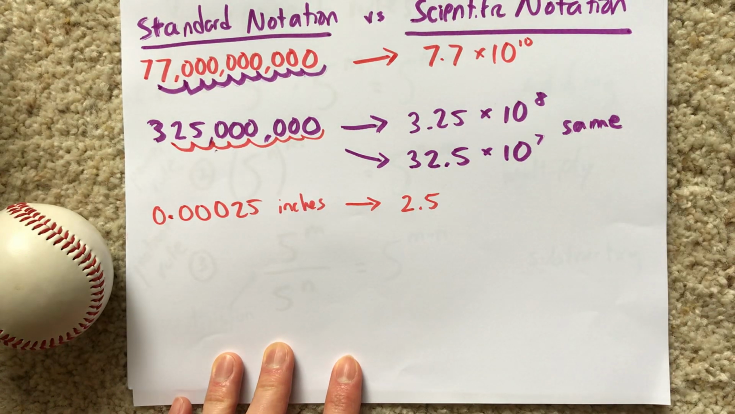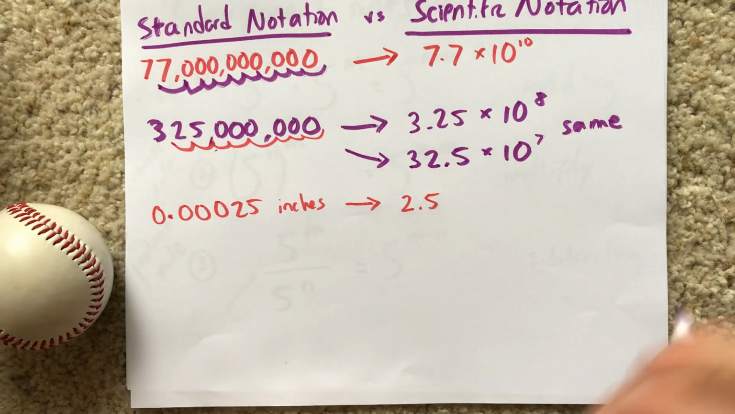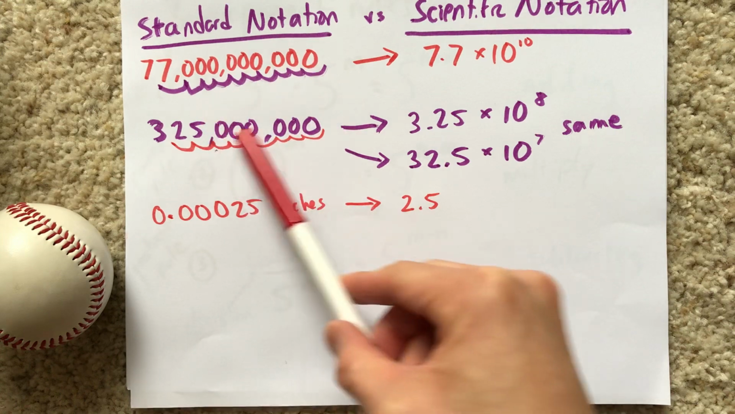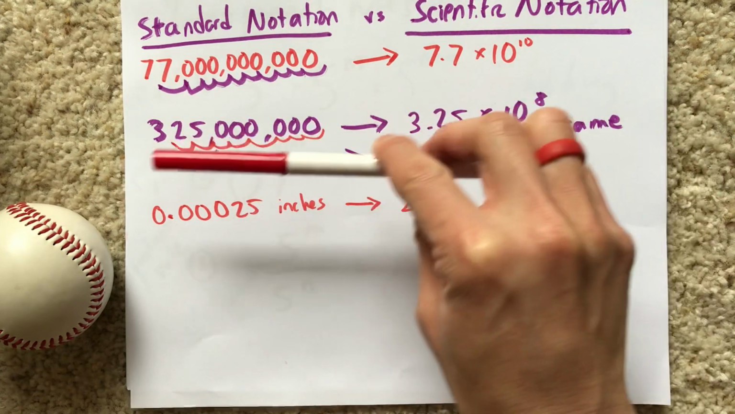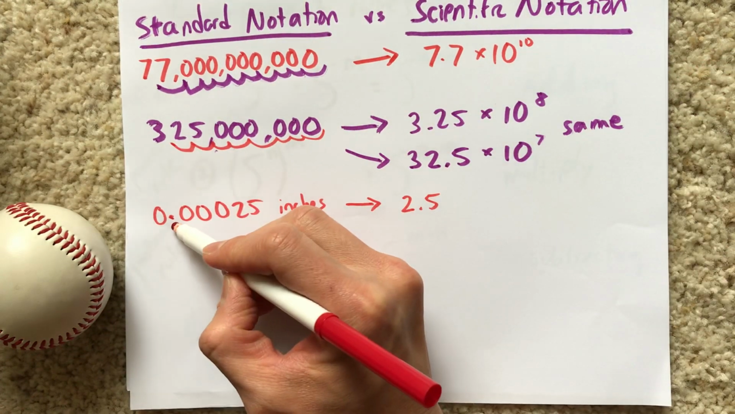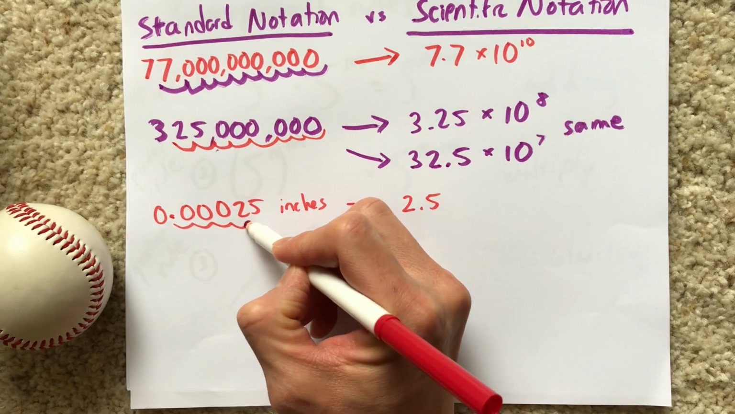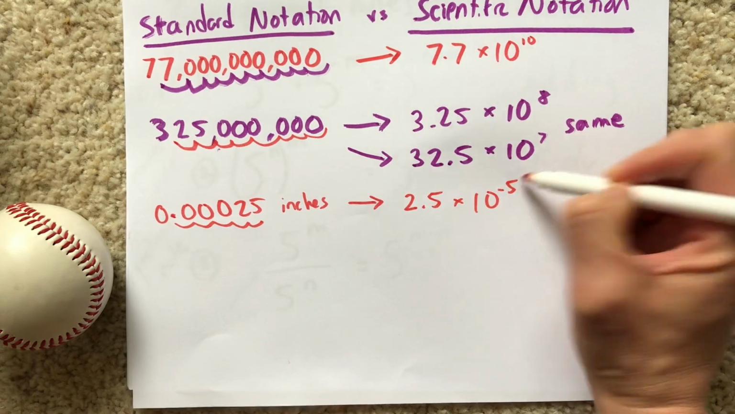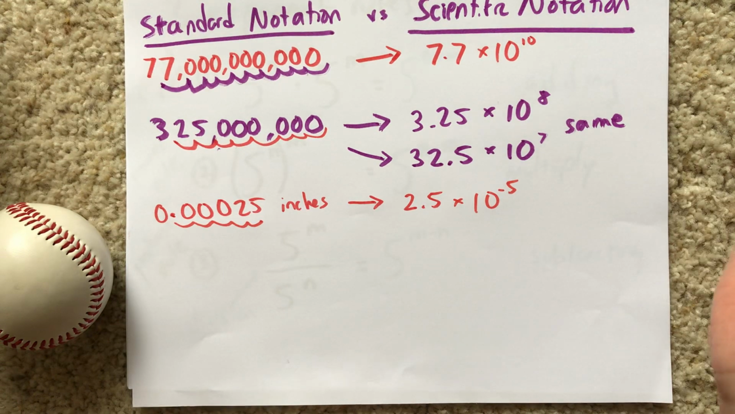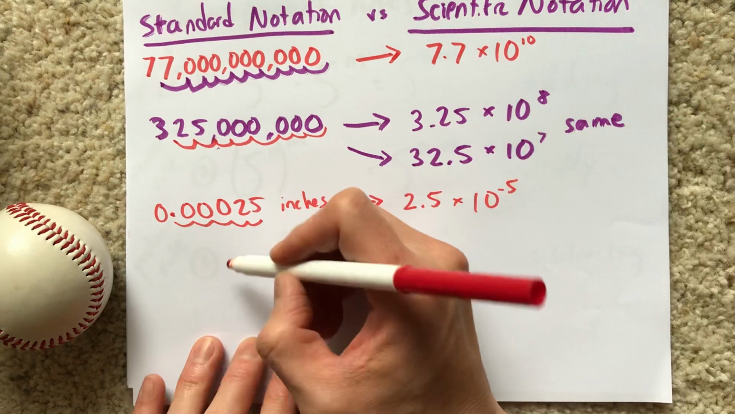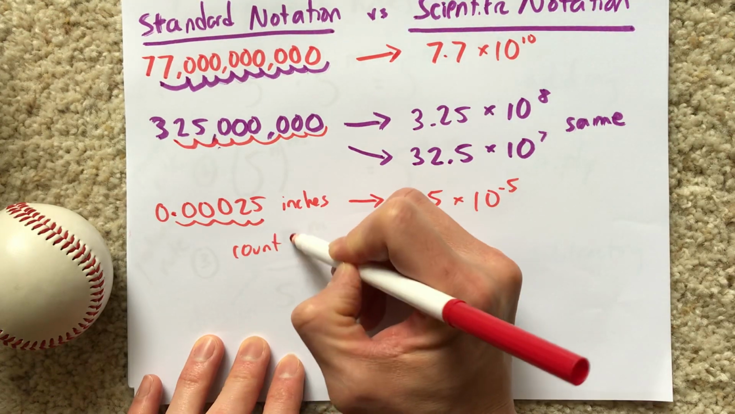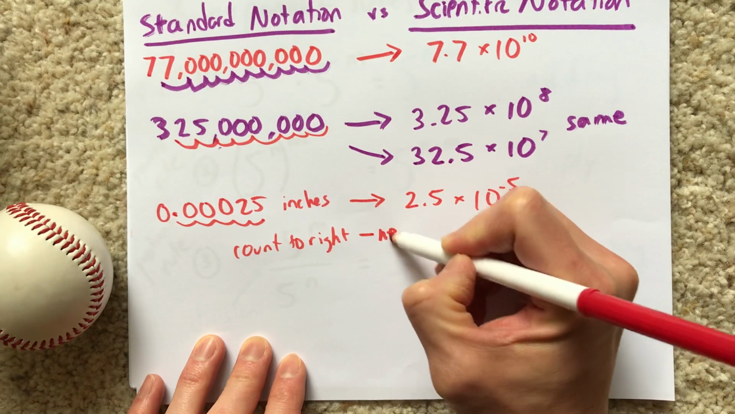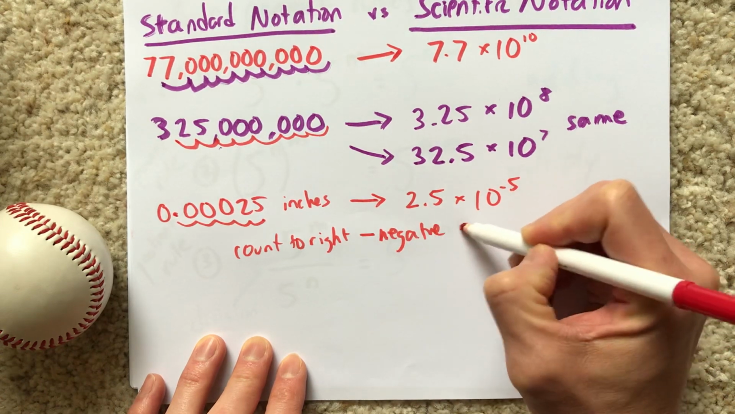And now I'm going to count the number of zeros going backwards. I think you guys can guess what we're going to do. For these numbers right here, we counted going to the left. Now we're going to count to the right. So let's count with me. 1, 2, 3, 4, 5. So I'm going to write 10 to the negative 5. All right? So the rule is when you count to the right, it's going to be a negative exponent.